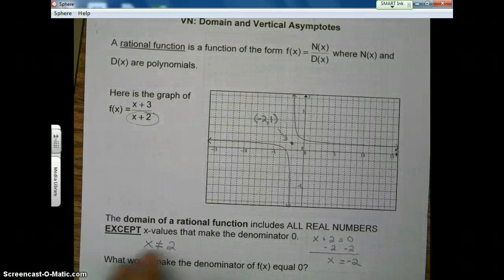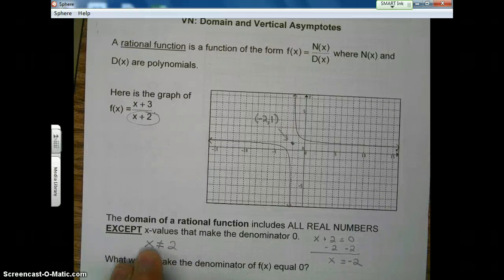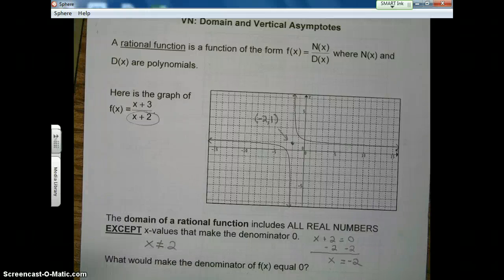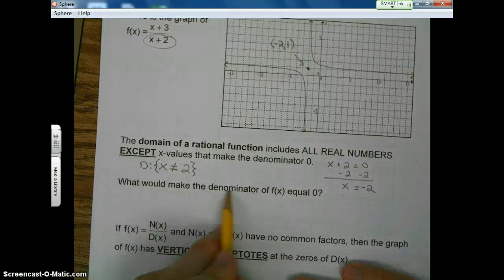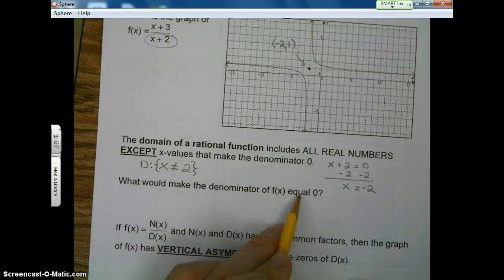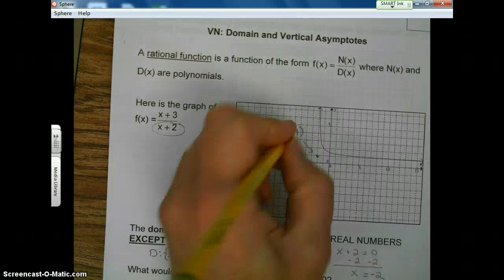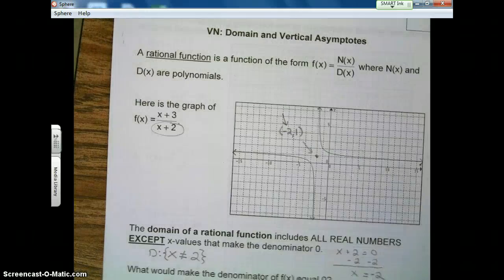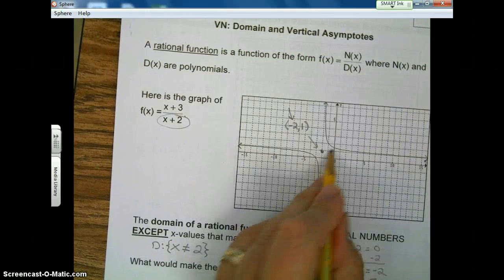This is the assumption that all other numbers work. All other numbers are in the domain. The only one that is not in the domain is x equals -2. What would make the denominator of function f equal to 0? We've answered that question: -2. We also find that answer right here in our very special point in the middle of our two curves.